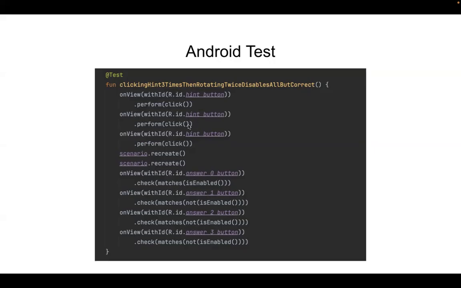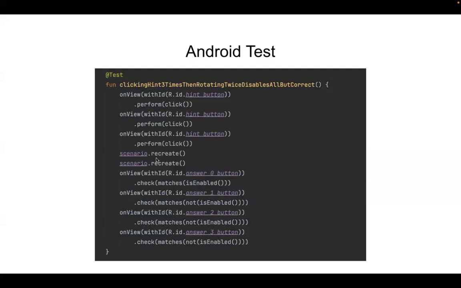And then it is clicking on the, so what does it say? Clicking hint 3 times, then rotating twice disables all but correct, right? So it's clicking the hint 3 times, but then you rotate it twice. That means it goes to the landscape and then it goes back to portrait, right? And then it disables all but the correct answer, right? It should disable everything except the correct answer. And that's what it's doing, is clicking the hint 3 times, then you recreate.